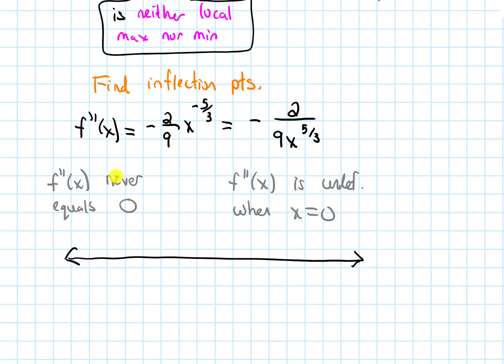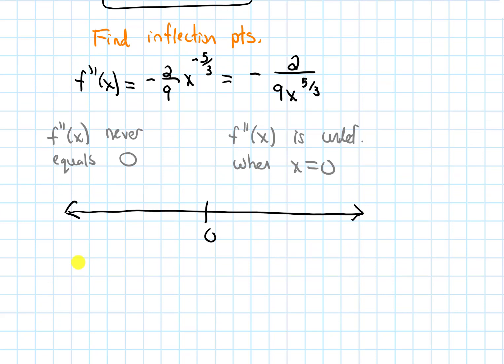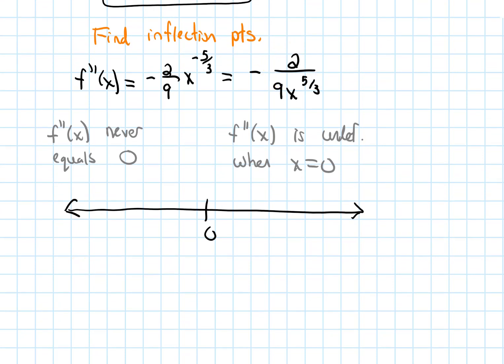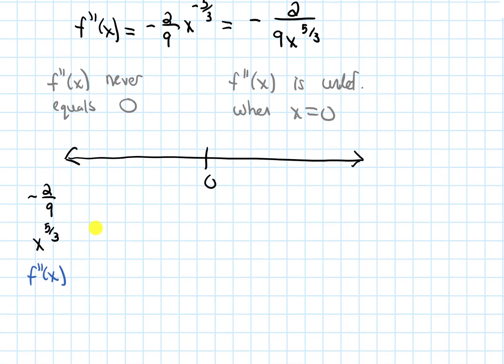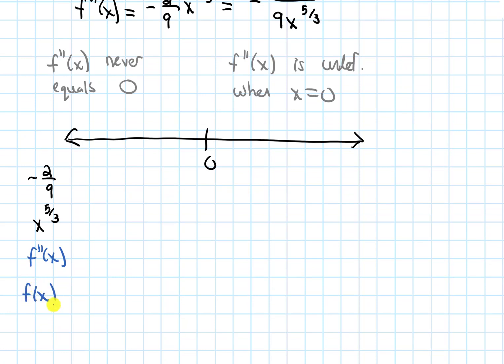The only point where the second derivative either equals 0 or is undefined is x equals 0, so I put a tick mark there. For this function, I am going to put the factors separately because I see a negative number and I don't want to get that mixed up. So I'll put the negative 2 over 9 altogether, and the other factor is x to the 5/3. If you wanted to handle it all together, I think that would be okay for this function. Now I'll keep track of my second derivative and what that tells me about the original function.